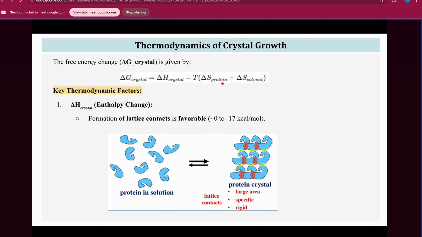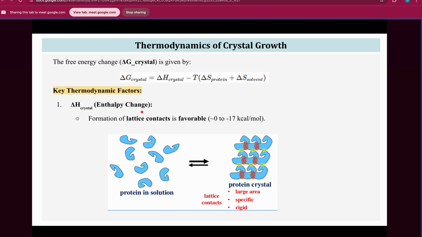In this case, delta S is entropy, so the entropy change in protein plus the entropy change in the solvent. If this delta G crystal is negative, it means that the crystal growth is spontaneous, it is happening. If it is positive, it means the crystal growth is unfavorable. Now we will look into the individual values. Firstly, we will talk about delta H crystal, which is the enthalpy change. Our aim is to see whether the thermodynamics of crystal growth is favorable or non-favorable.